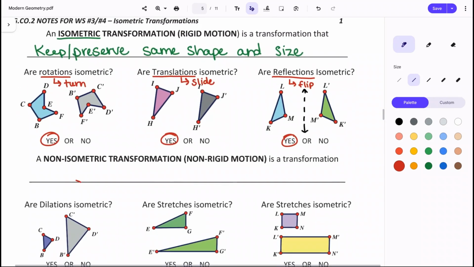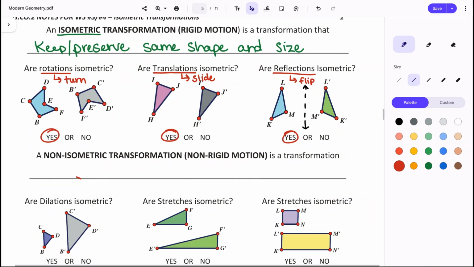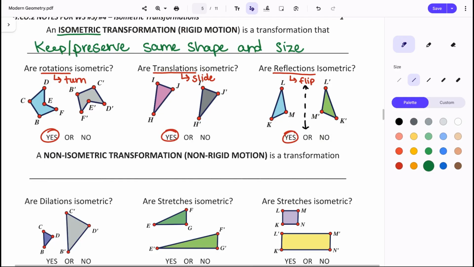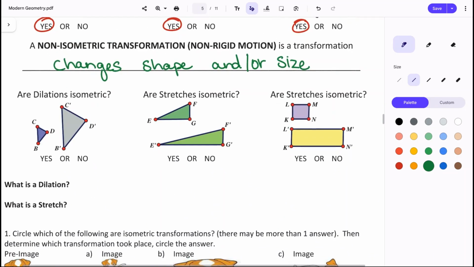Now let's talk about what something would be then if it's non-isometric. So non-isometric means that it could possibly change your shape and maybe your size. So it could do both or it could do one of each or just one of the two. So this is going to be it changes shape and/or size. So this is basically the exact opposite of what we were just talking about.